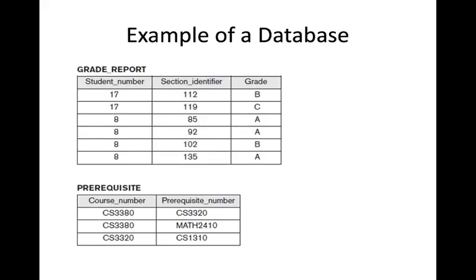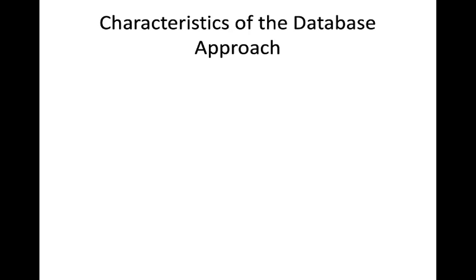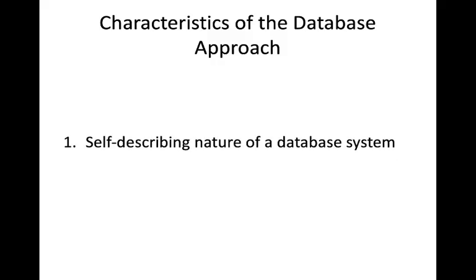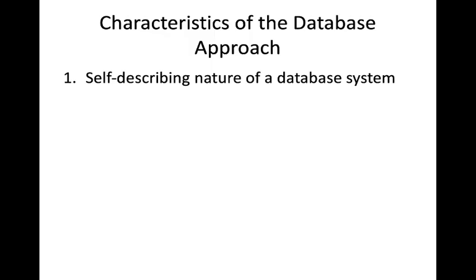So this is an example of a simple database. Next we will see characteristics of the database approach. So there mainly we have 4 characteristics of a database. We will see each one separately. First one is, so we will be comparing this database approach with a traditional file system.